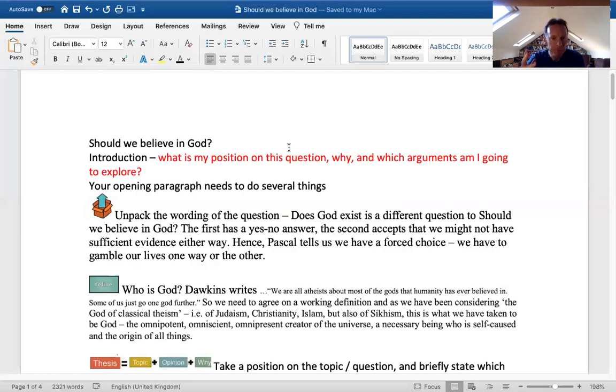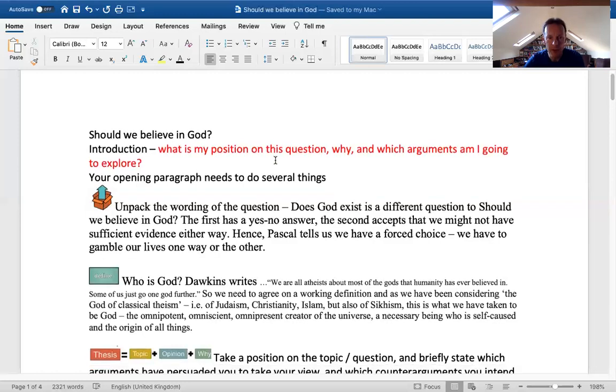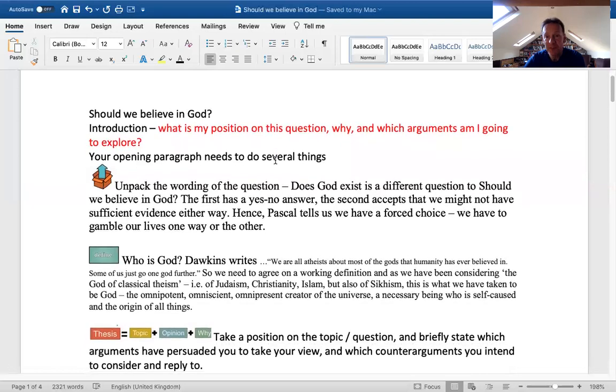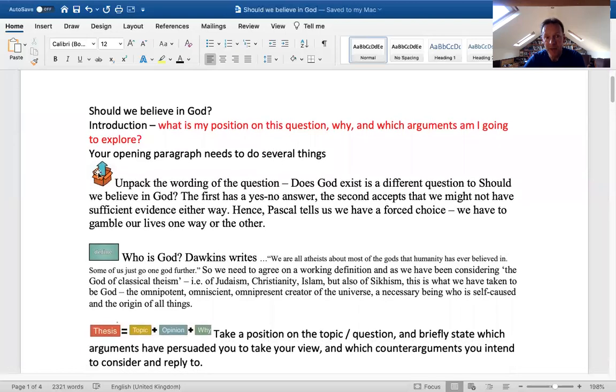So what do you have to do in an introductory paragraph? Three things really. So you've got to unpack the question, right? What precisely are the words in the question asking of you? What opinion will emerge will depend upon how you read the question. You can go completely off at a tangent.